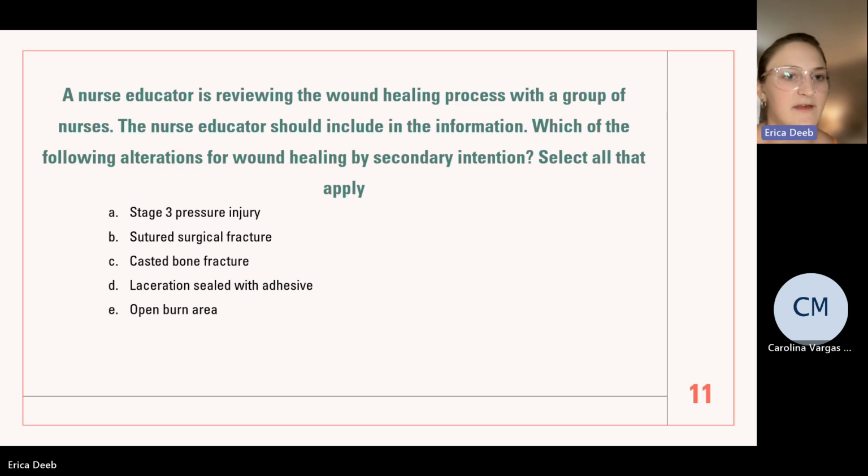For number 11, a nurse educator is reviewing the wound healing process with a group of nurses. The nurse educator should include in the information which of the following alterations for wound healing by secondary intention. Select all that apply.